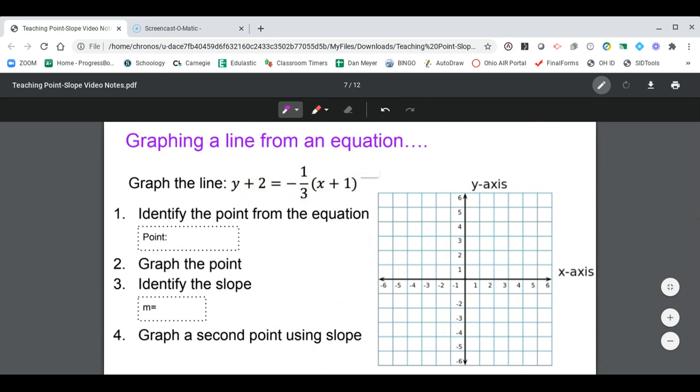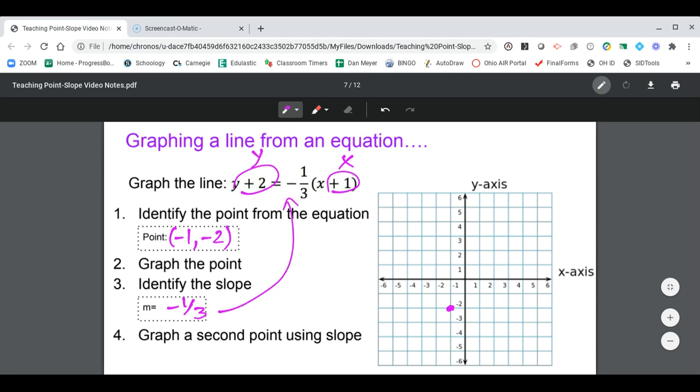All right, step 1, identify the point from the equation. So it looks like I've got a +1 for my x coordinate, which means the x coordinate is actually a -1. And then I've got a +2, so my y coordinate is actually -2. So again, remember the y coordinate goes with the y and the x coordinate goes with the x. I'm going to graph that point, -1, -2. And then the slope, -1/3. How do I know that? It's the only other number in my equation.